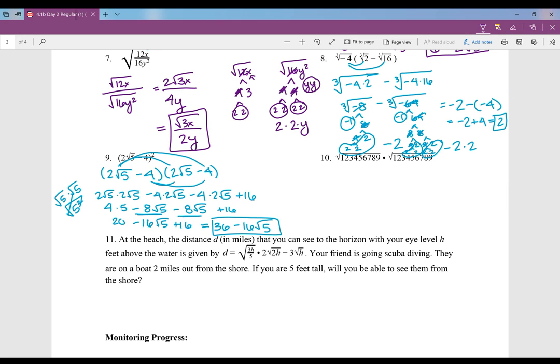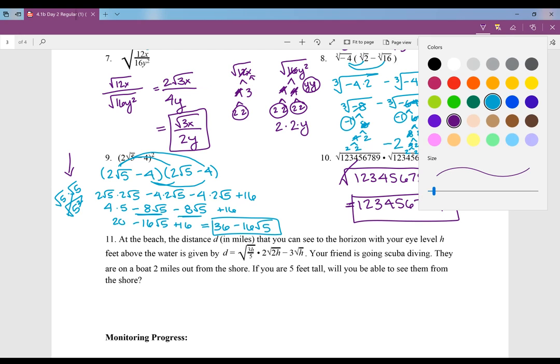Now for number 10, we have the square root of 123456789 times the square root of 123456789. So just like we were talking about over here, really what we're doing is the square root of 123456789 squared. So our squared and our square root are going to cancel out, and our answer is just 123456789.